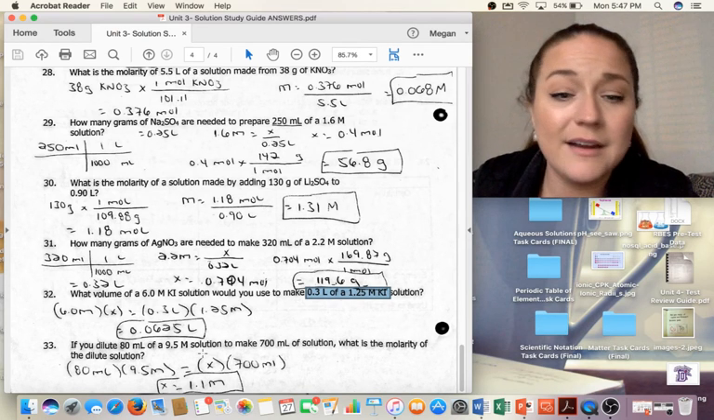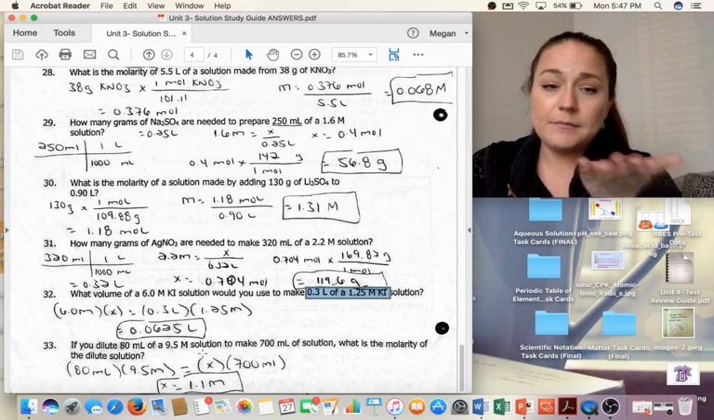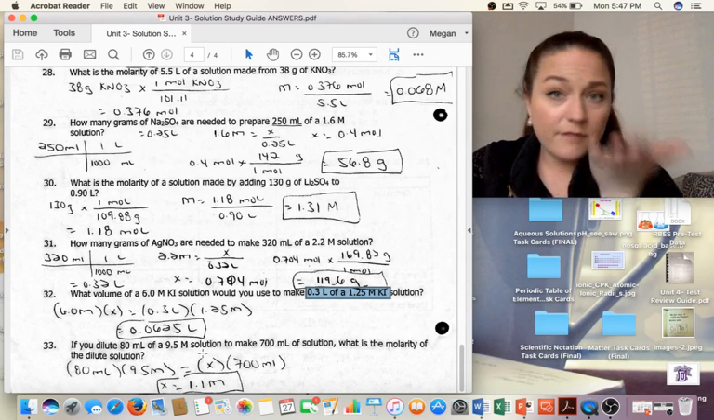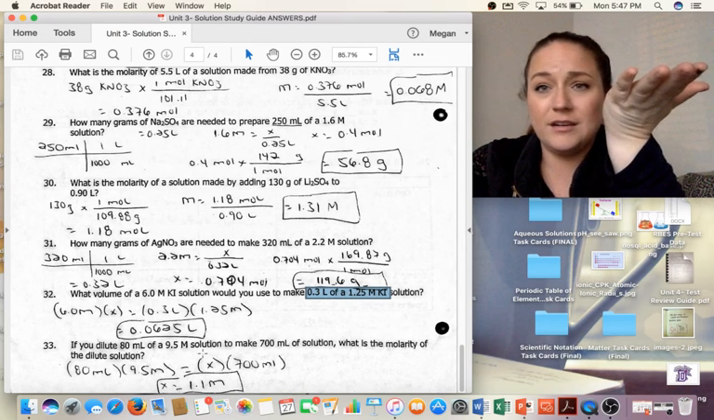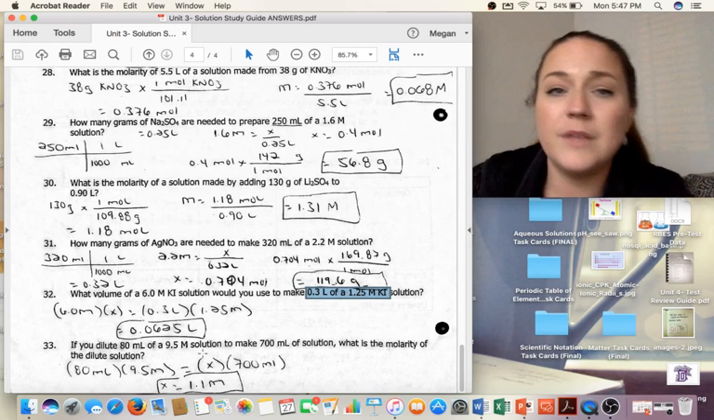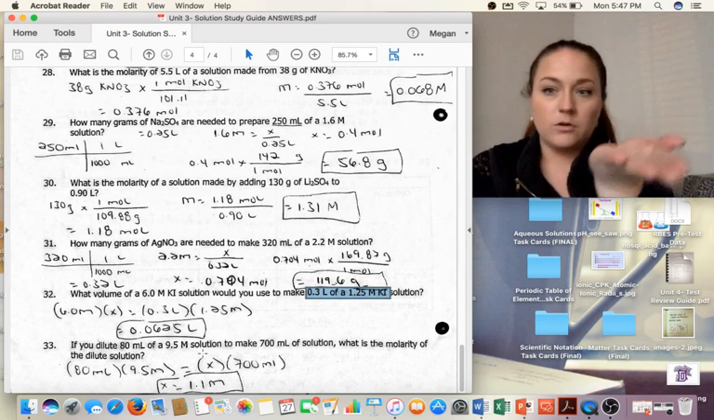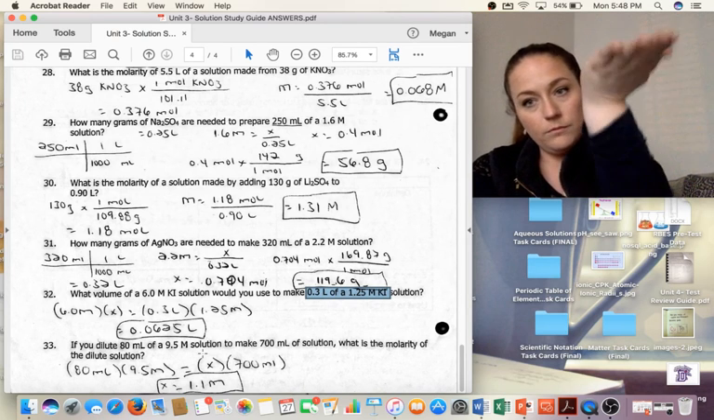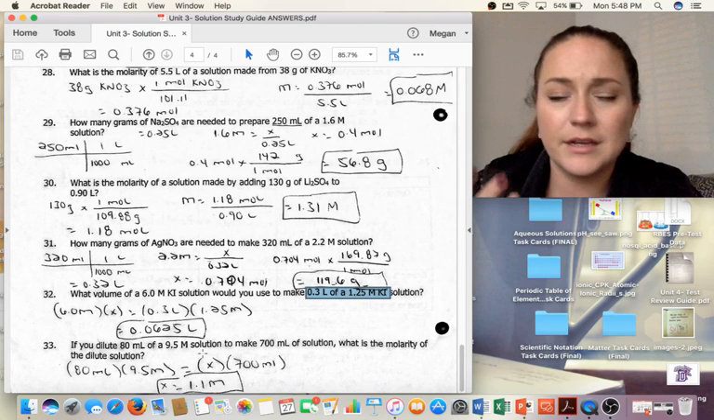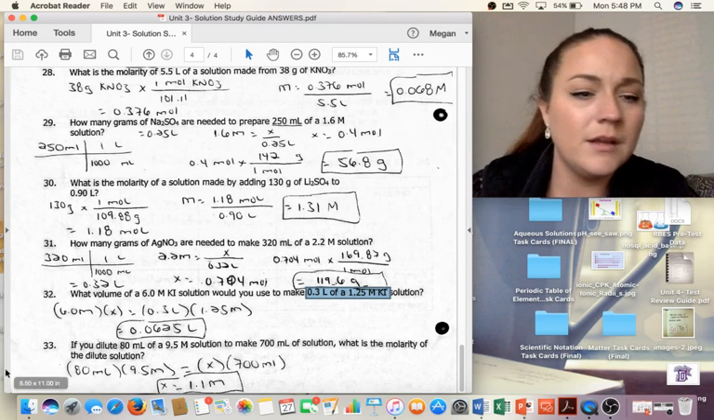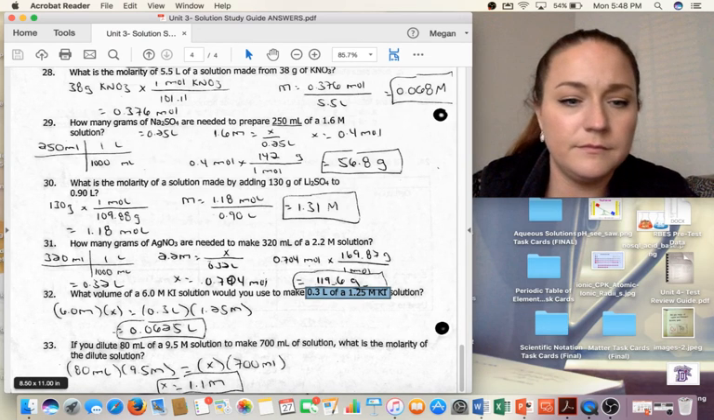All right. If you dilute 80 milliliters of a 9.5 molarity solution, so we're going from having 80 milliliters of the solution and now increasing it to 700 milliliters of the solution, what's the molarity of the diluted solution? Going from super concentrated, now we're at 700 milliliters. So what is our molarity? Because we didn't add in more stuff.